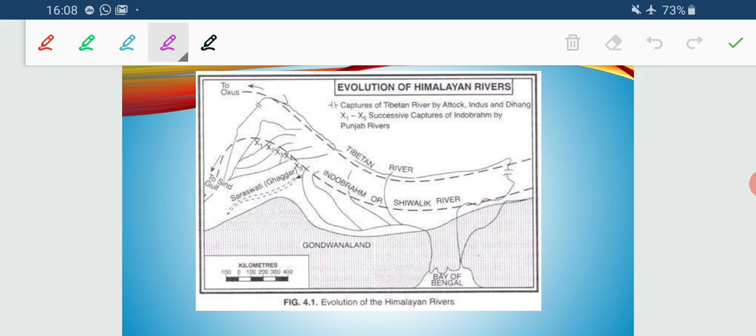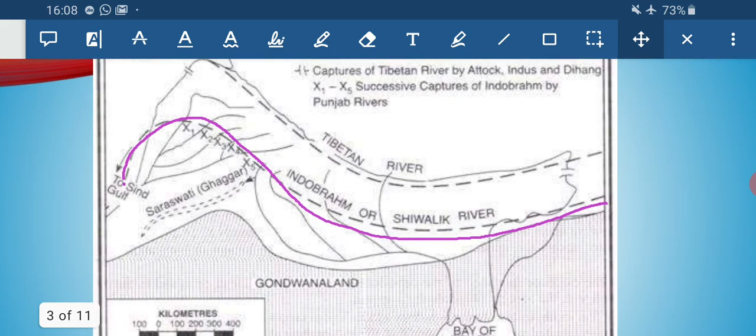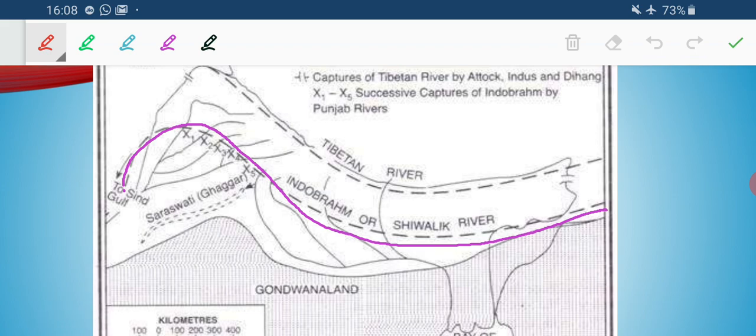From west to east, I am just pointing out over here, a single mighty river was traversing from west to east. When it was traversing from west to east, this was named as Indo-Brahm or Shivalik river. Just keep it in your mind, it was named as Shivalik river.